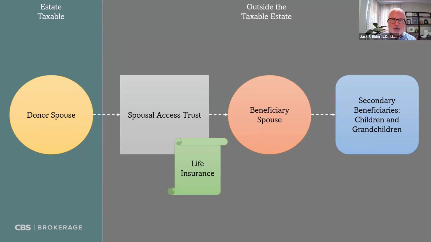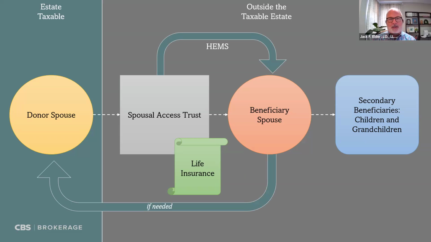99% of the time, you're going to use life insurance for a variety of reasons. It's income tax free. It can be designed to build up a lot of cash. It overcomes one of the main drawbacks of spousal access trusts, which I'll get to in a minute. So life insurance is typically there, and you get that flexibility because the trust can be drafted so that the beneficiary spouse can receive distributions for his or her health, education, maintenance, and support. And then those funds can be filtered back over to the donor spouse.